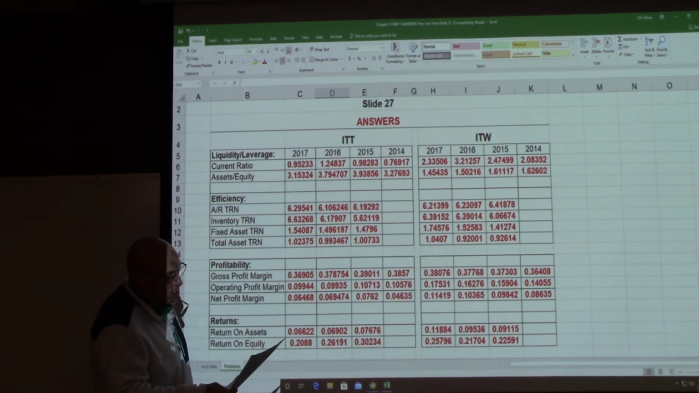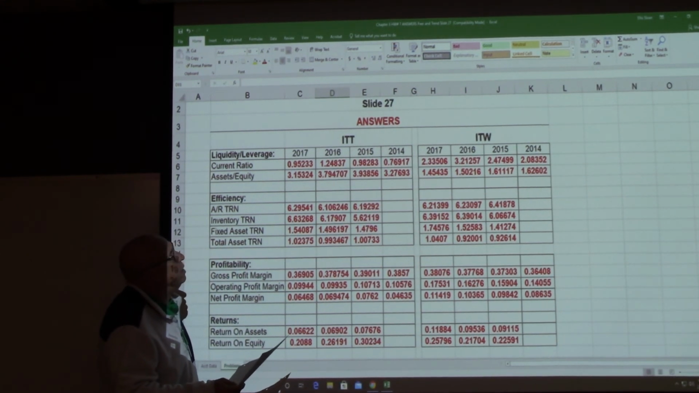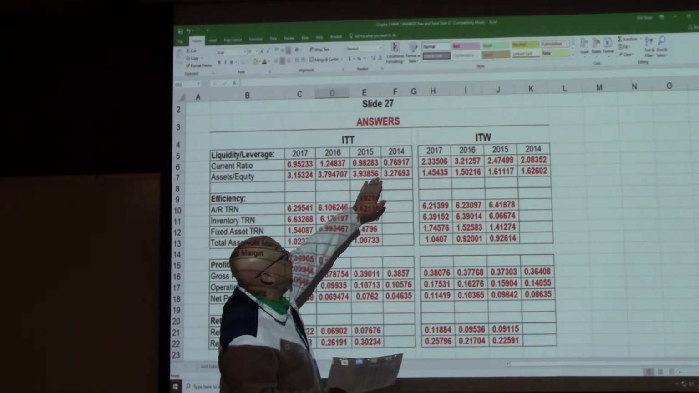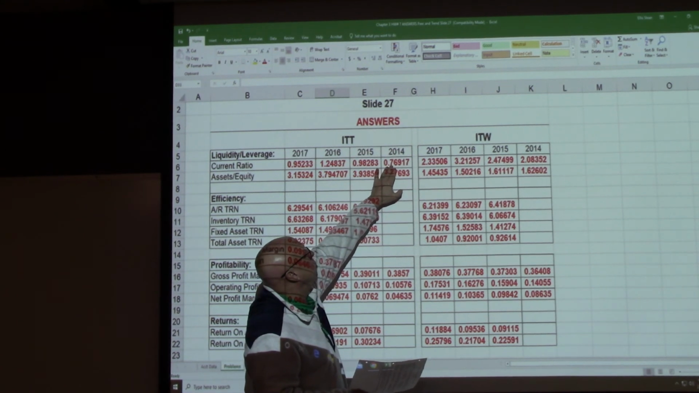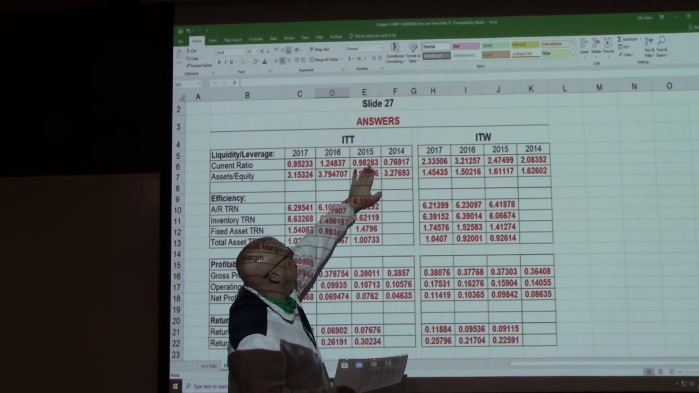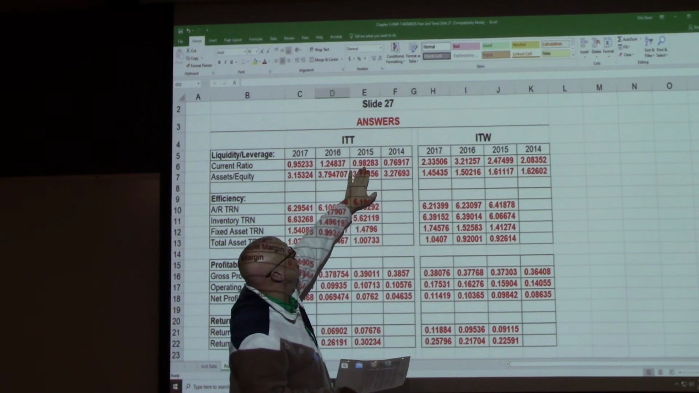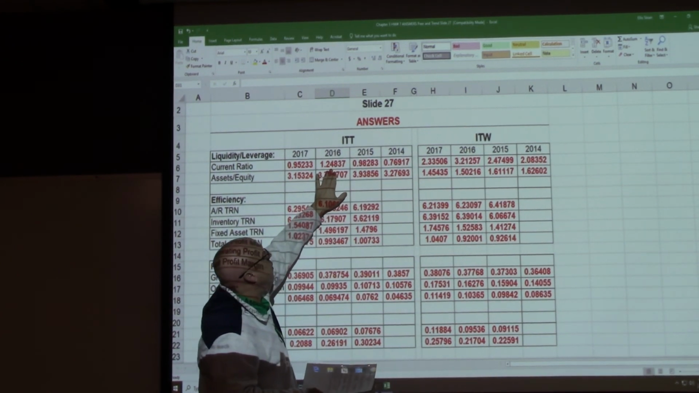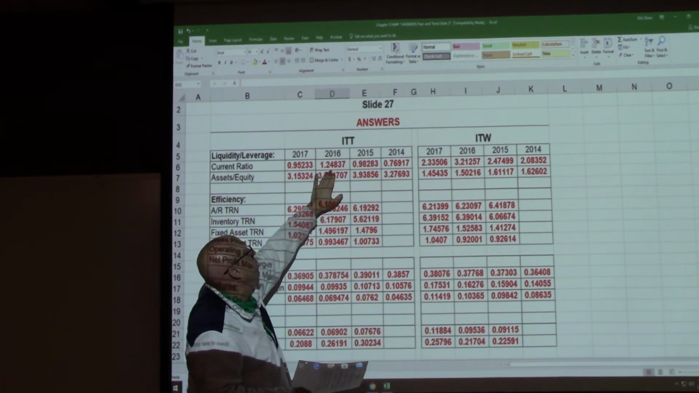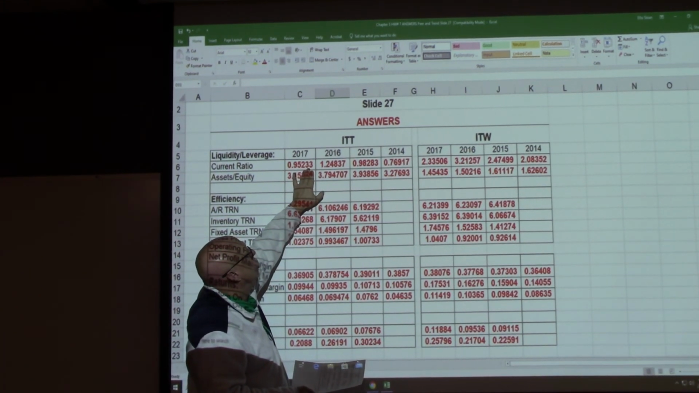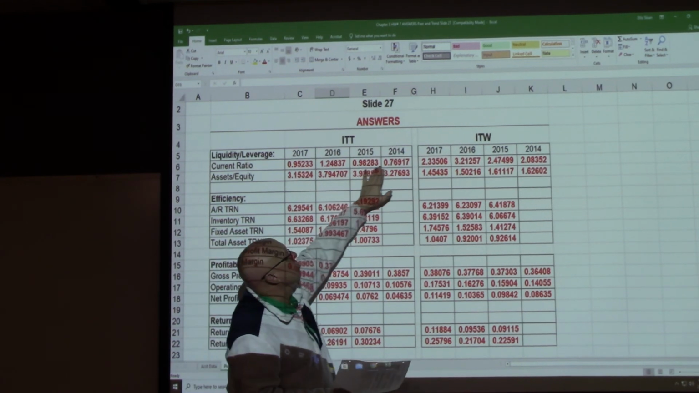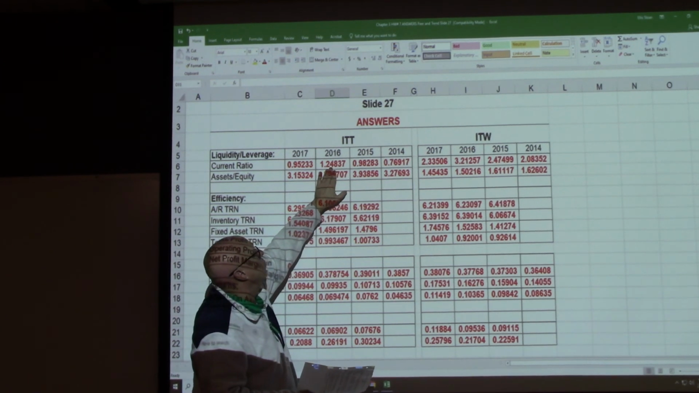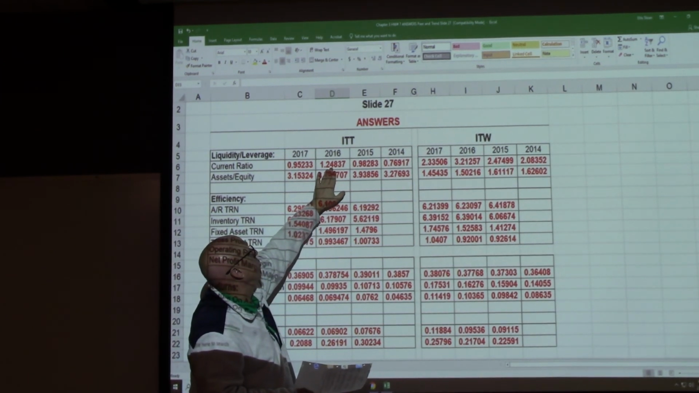All right, the second question is, which company has improving liquidity? Okay, so let's look at the trend. So the trend in the current ratio for ITT starts pretty low, has a nice jump up, which is good. Another nice jump up. Now they're above 1, so that's good. But then it goes back down. So it looks like this number here is kind of an outlier. It's really low. And this number here is kind of an outlier. It's really high for this particular company.